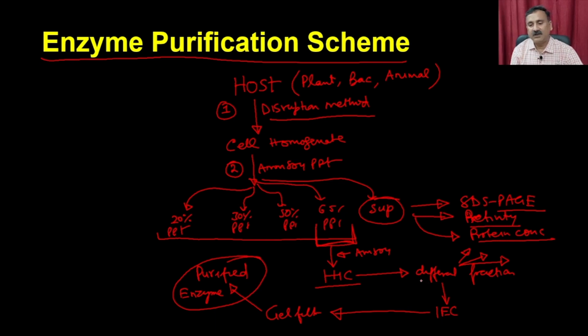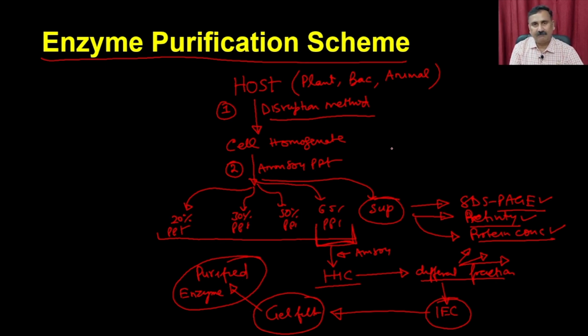Once you got the different fractions, you can select the fractions, and that selected fraction you can put it for the ion exchange chromatography. And then from the ion exchange chromatography, you can take the selected fractions where the activity is very high, you have the minimum number of bands, and your protein concentration is also very high. And then you can put it onto the gel filtration chromatography, and by doing so, you can get the purified protein.